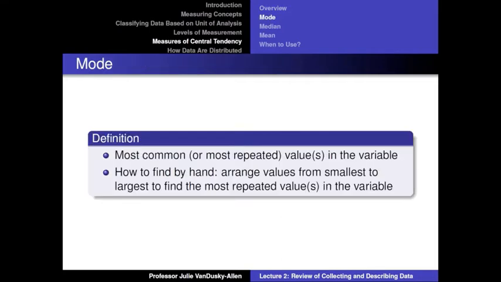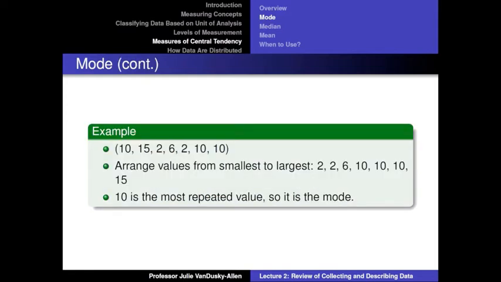The mode is the most common or most repeated value in the variable. In order to find the mode by hand, you arrange the values from the smallest to largest, then you find the most repeated values in the dataset. I will start with a simple example to demonstrate how to calculate the mode of a variable.